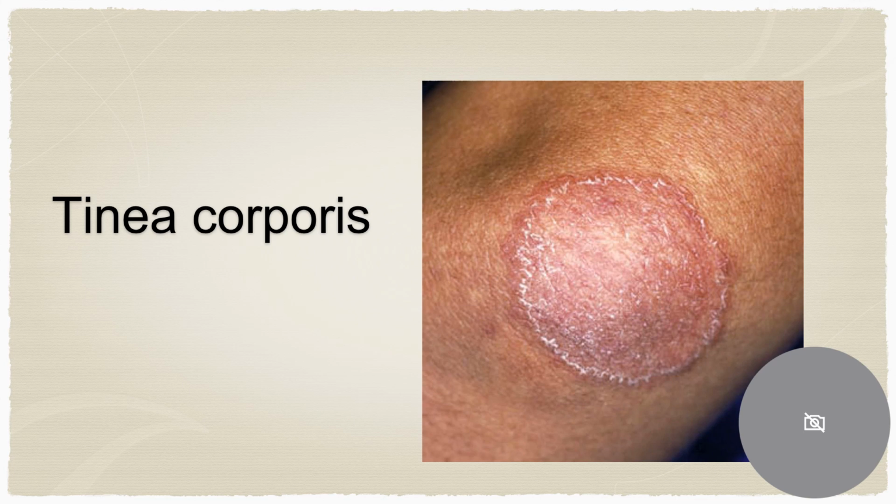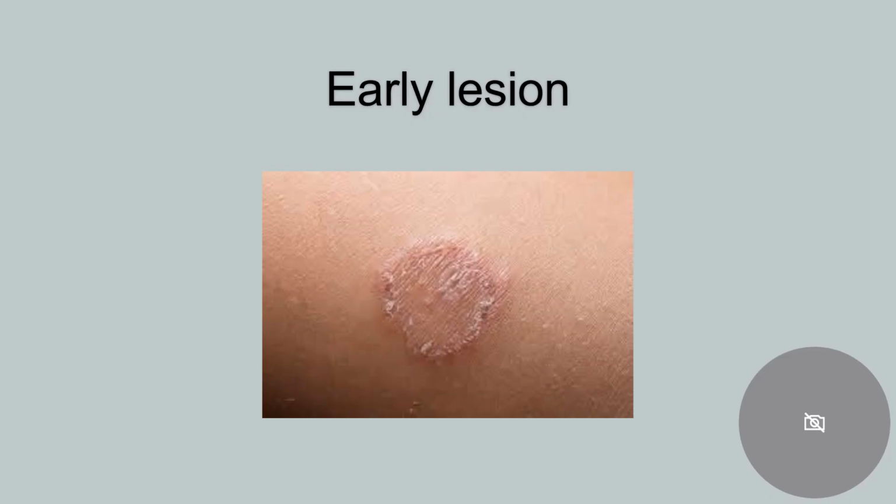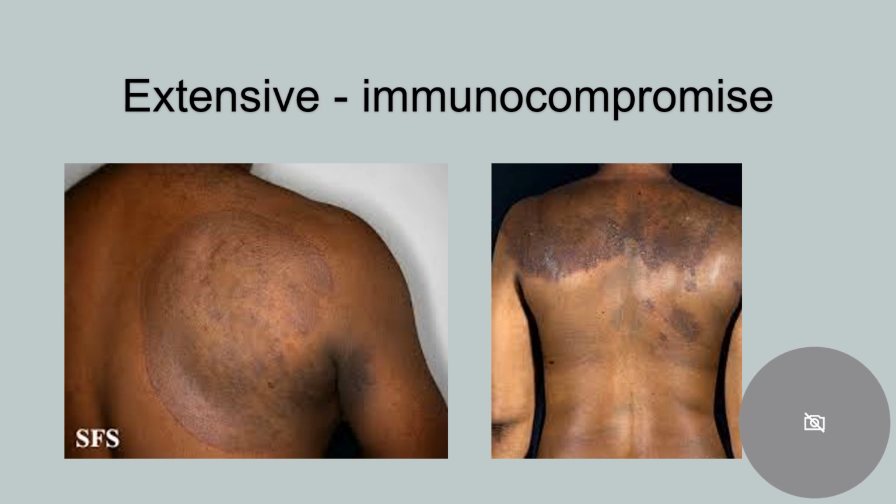Tinea corporis, also known as ringworm, is a tinea infection of the trunk and the limbs. We can see here an early lesion, which would be described as an erythematous scaly annular plaque with central clearing that spreads centrifugally, in other words, from the inside out. And then here is an extensive lesion, which is common in people who have a weakened immune system.